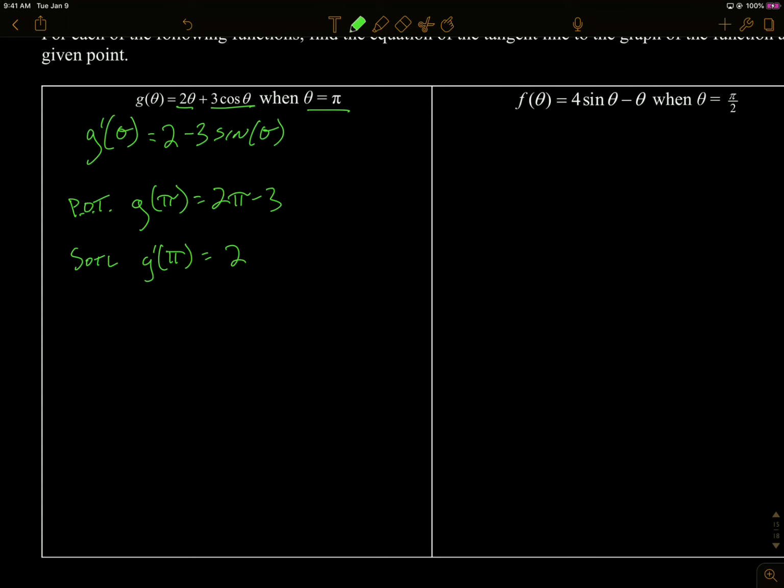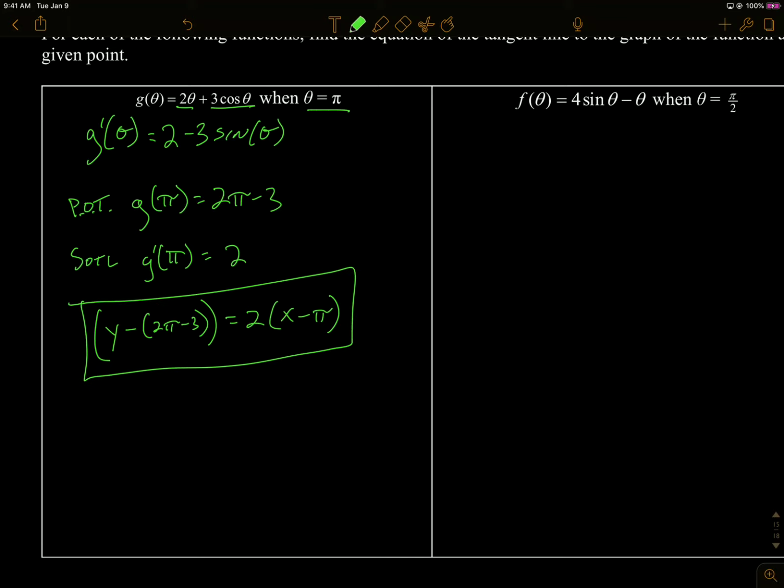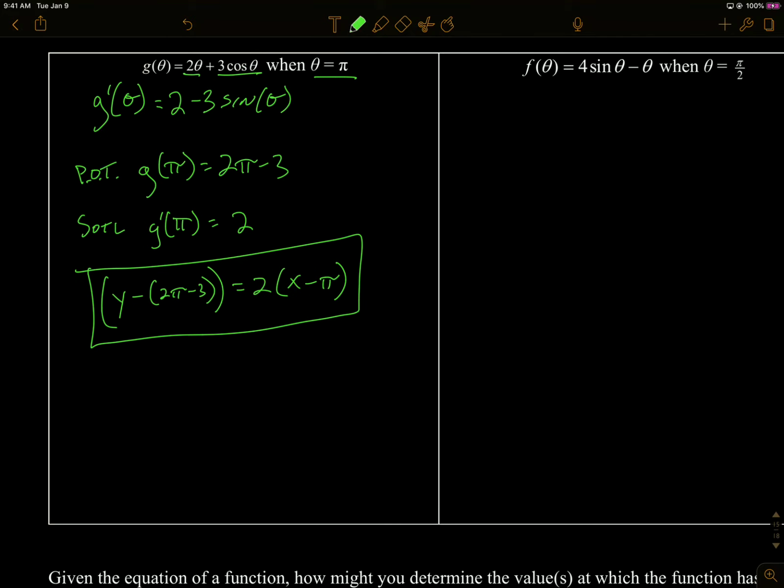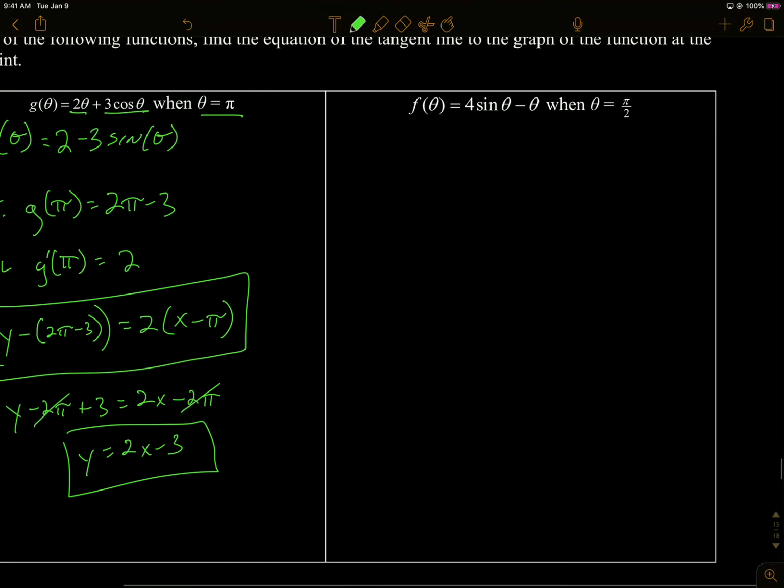So then to write the equation of the tangent line, it's going to be y minus the y value. It's got to be in parentheses because you've got to distribute that negative. Y minus the y value equals the slope times x minus the x value. I could leave it like this, or if you want to simplify it, you can. In this case, it may be helpful because if I try to put it into slope-intercept form, I get y minus 2 pi plus 3 equals 2x minus 2 pi. You notice those pi's will go away, and we'll get y equals 2x minus 3. So in this case, it's probably helpful to simplify.